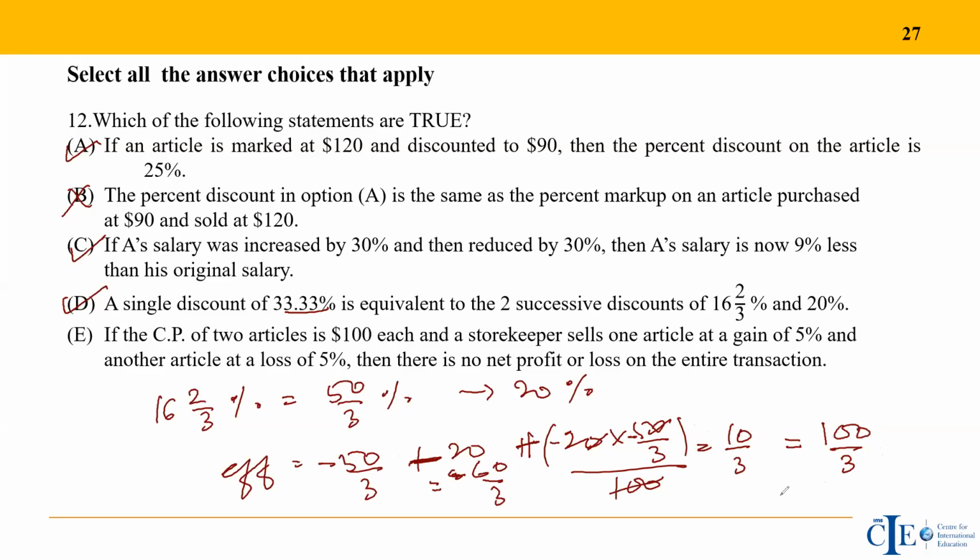Now 100 by 3 is 33.333% recurring, right? So the effective percentage would be 33.333. This is by using the formula. You can use the formula for successive percent.